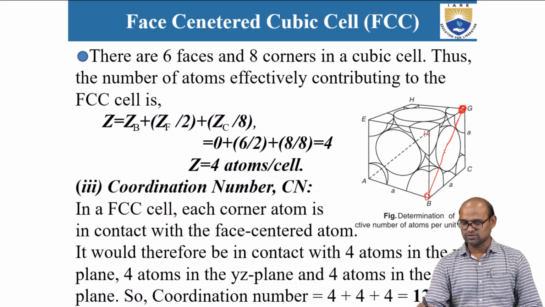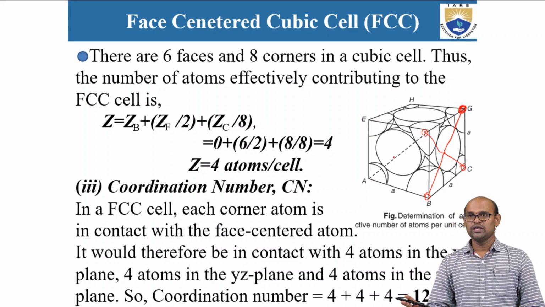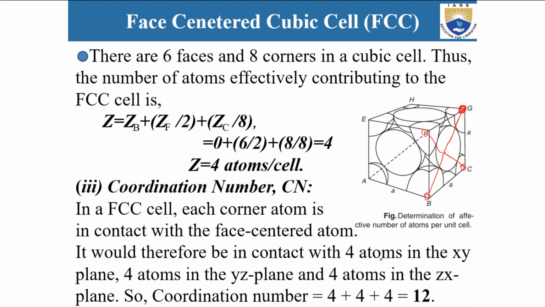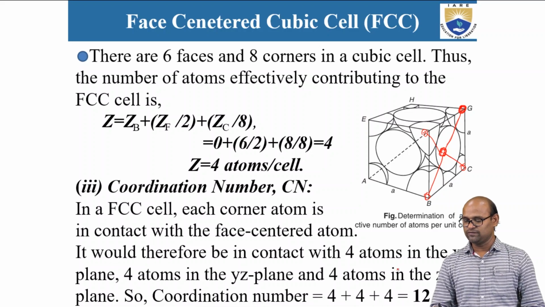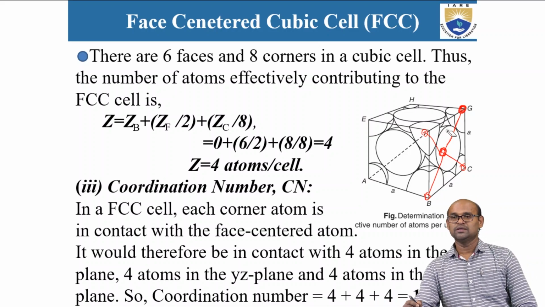This corner atom is also in contact with this corner atom, and this corner atom is also in contact with the face center atom. So each corner atom is in contact with the face center atoms, and it would therefore be in contact with 4 atoms. Okay, so each face center atom is in contact with 1, 2, 3, 4. So if I am taking a face center atom as the reference atom, each face center atom is in contact with 4 corner atoms in the XY plane, and in the YZ plane, and in the ZX plane. So in all 3 different planes, the number of nearest neighbors will be 4 plus 4 plus 4. So totally, 12 nearest neighbors in the FCC unit cell.